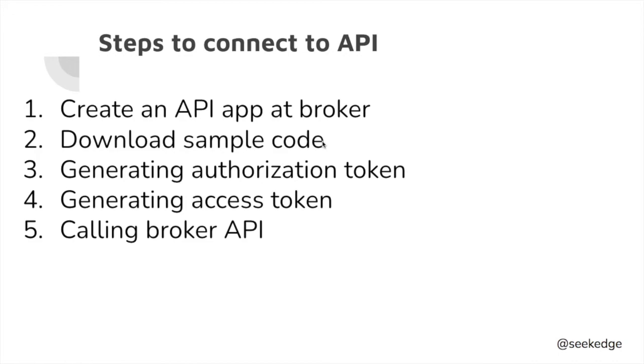Download the sample code for connecting from GitHub, and then generate an authorization token by uncommenting the access token function first. Then generate an access token by commenting the authorization token and uncommenting the access token, right? And then you call any of the API calls and get the response from the broker. That is what you have seen.